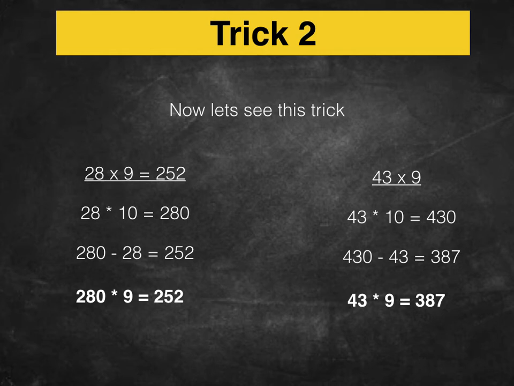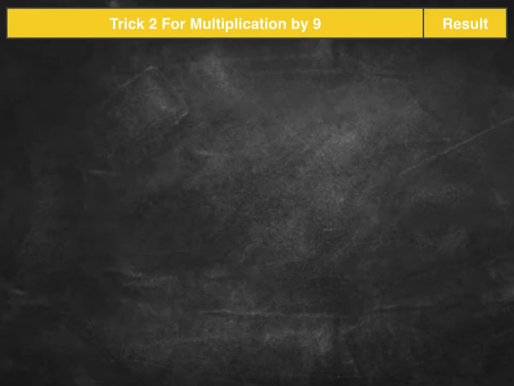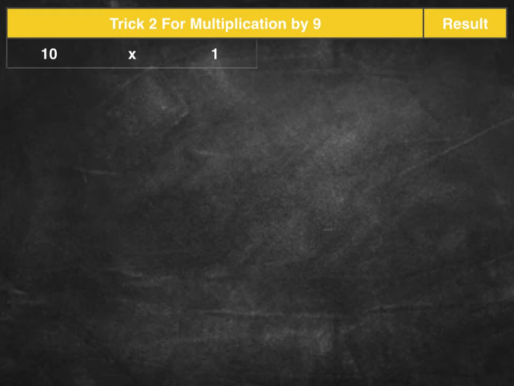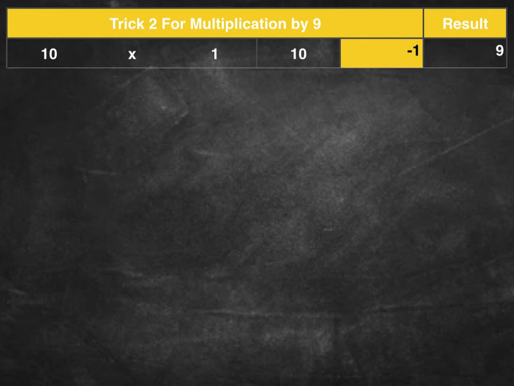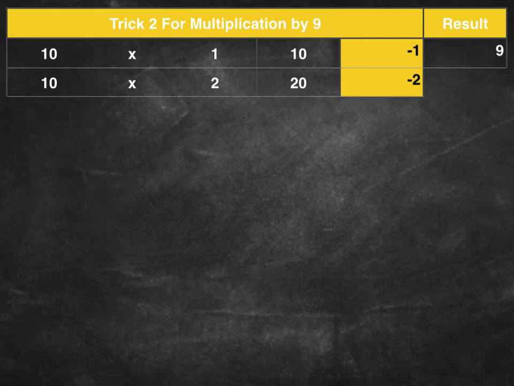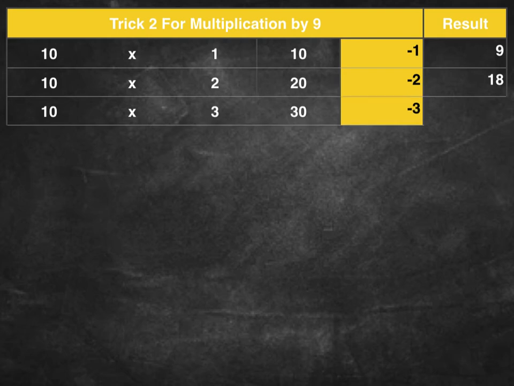I hope you have all enjoyed that trick. Now let's move on and see how we can use this in our table. So simply, instead of writing 9 into 1, what I've just done is put 10 into 1. So 10 into 1 is 10, and we will just minus the 1 from this. Result is 9. Now let's do this for 10 into 2. Answer is 20. We will minus 2 of this. Result is 18. 10 into 3, answer is 30. We will minus 3. The result is 27.